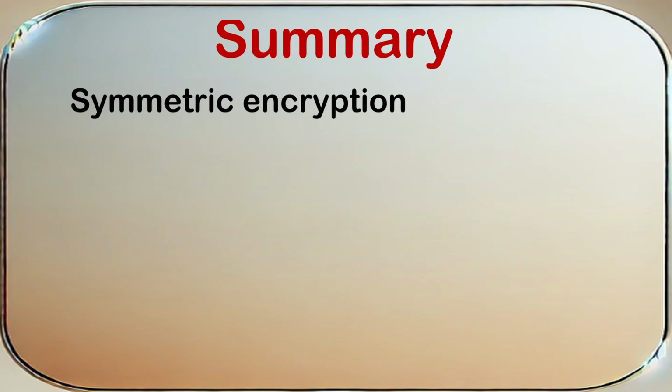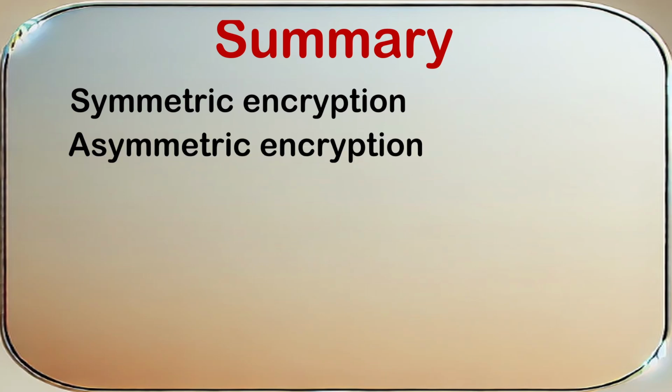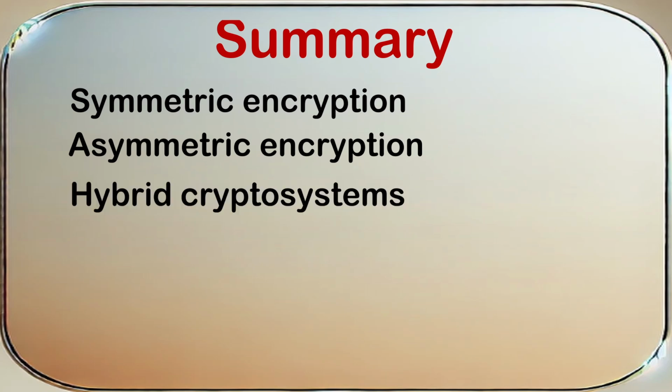That's it for this lesson. In this lesson, we first looked at symmetric encryption, which uses the same key to encrypt and decrypt data. We then looked at asymmetric encryption, which uses a public key and a private key to encrypt and decrypt data. We also covered hybrid crypto systems that combine the efficiency of symmetric methods and the convenience of asymmetric methods. Finally, we covered ephemeral keys. These are keys that are generated for each new session or transaction.